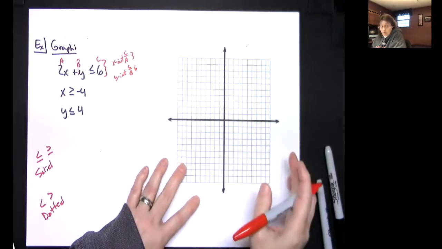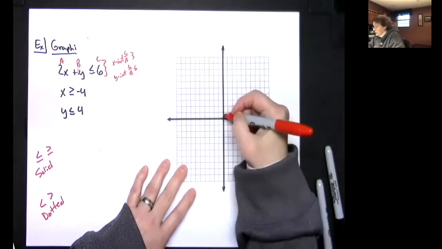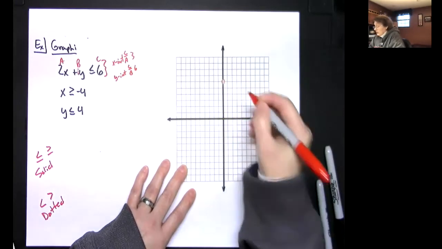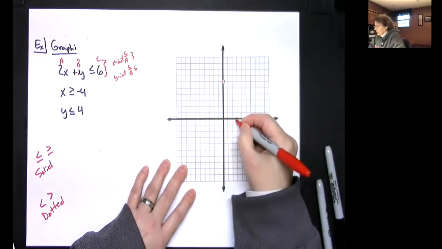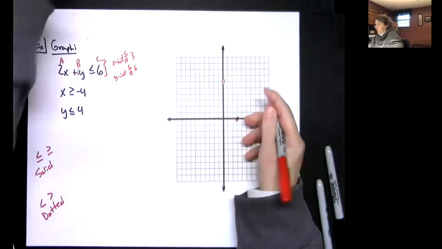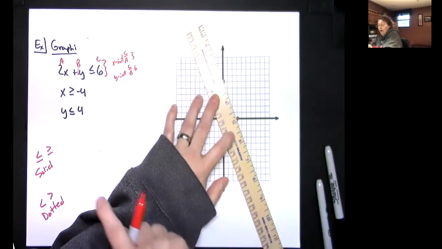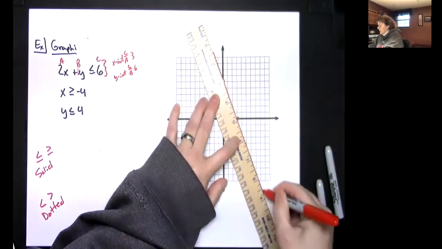However, you can do it any way you want. So y-intercept is 6. So 1, 2, 3, 4, 5, 6. And then 3, 1, 2, 3. So even if you don't have graph paper, you could roughly sketch this out. And solid line because it's less than or equal to.